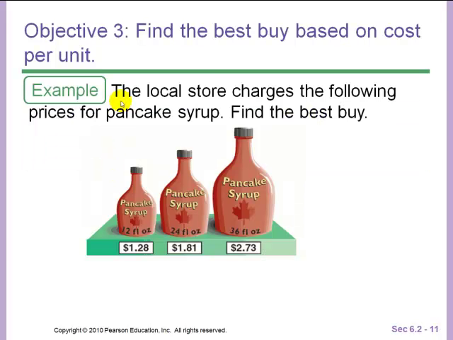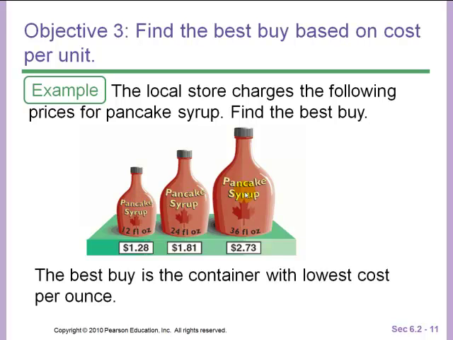Here's an example of how unit rates can be very handy. The local store charges the following prices for pancake syrup. Find the best buy. We have 12 fluid ounces for $1.28, 24 fluid ounces for $1.81, and 36 fluid ounces for $2.73. We have to determine which one is the best buy. To do that, we want to figure out which one is the lowest cost per individual ounce.